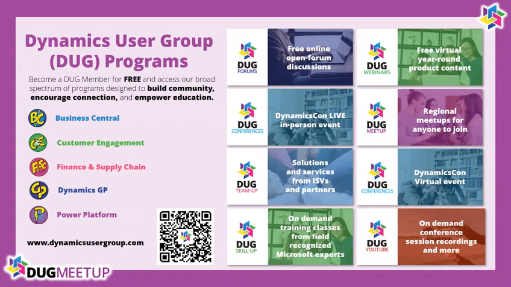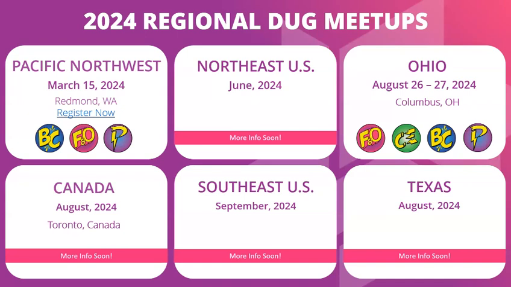The DynamicsCon event, both in person and virtual, great conferences. I'm going to talk in a little bit about the conference that's coming up, and let's talk a little bit about the regional meetups. As I said, if you're close to any of these centers, I'm close to Toronto, so looking forward to that event in August. Hopefully it doesn't conflict with my trip to Edinburgh, but these will continue, and we're always looking for people to help sponsor and start up local chapters in your geography. So I'm sure Liz would be happy to talk to you about that as necessary.